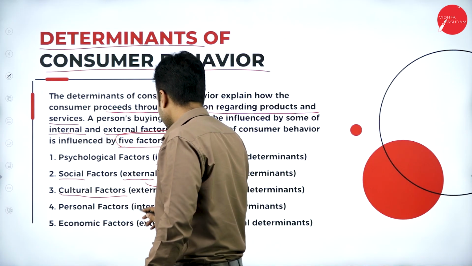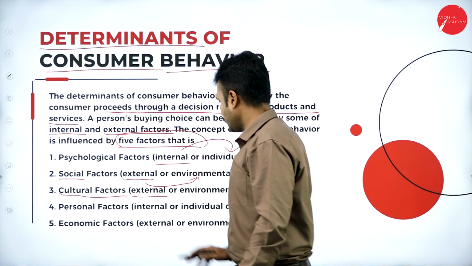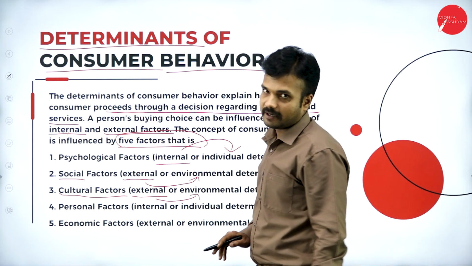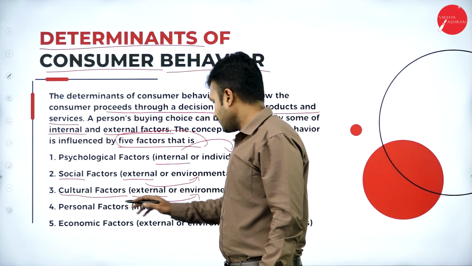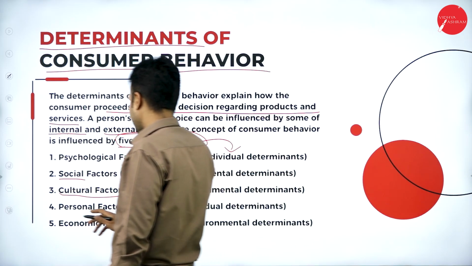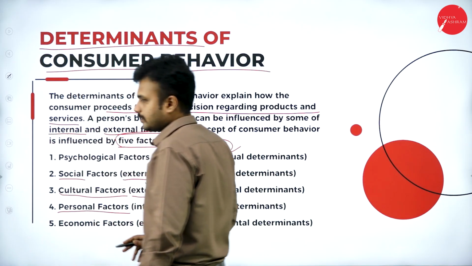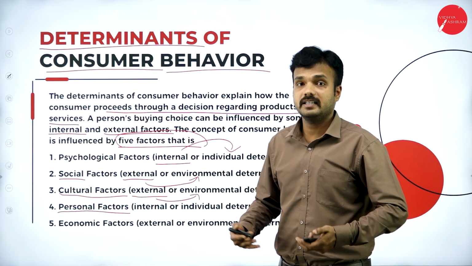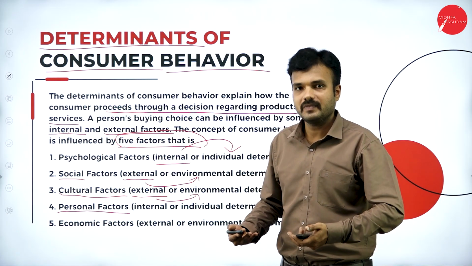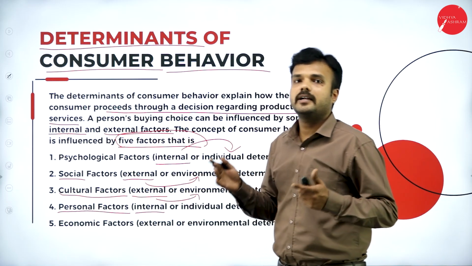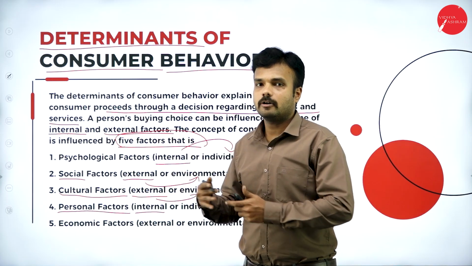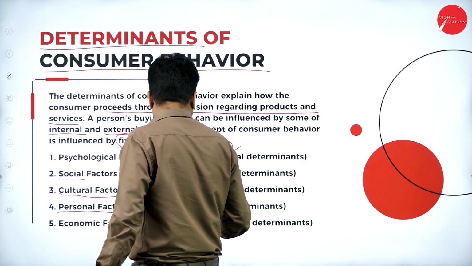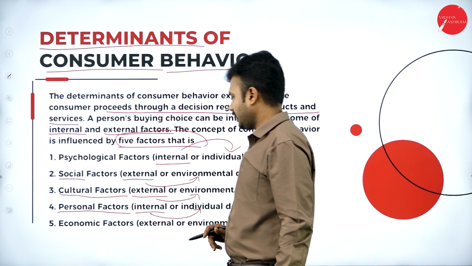These cultural factors are external factors, and this external factor is also known as environmental determinants of consumer behavior. Personal factors. Personal factors are the internal factors. Personal factors are, it may be his characteristic, it may be his need, it may be his want, it may be his perception, right? These are the internal factors that are going to influence the buying habit of an individual. This internal factor is also known as individual determinants of consumer behavior.